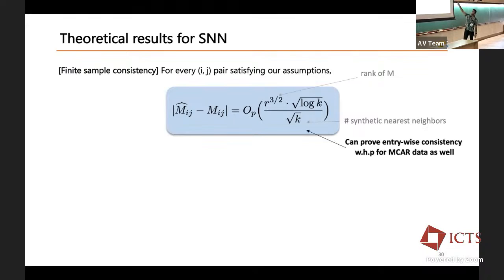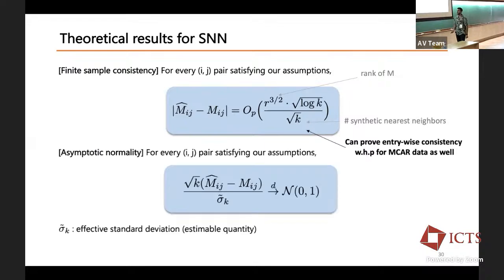Where k, in some sense, you can think of as the number of synthetic nearest neighbors you have. And again, as I said earlier, you can prove this kind of result even for MCAR data. Okay, you can prove consistency. And the next thing you can prove is that if you appropriately normalize your estimate, you can show that it asymptotically is normal. That's what lets you produce confidence intervals.